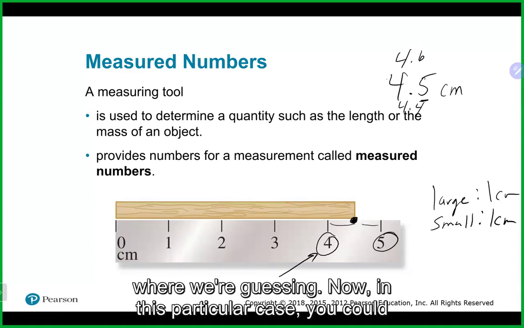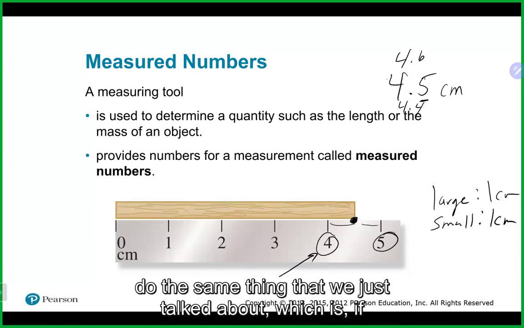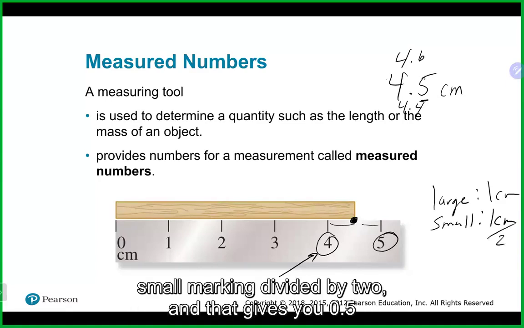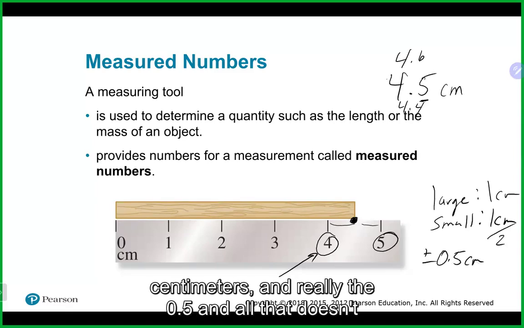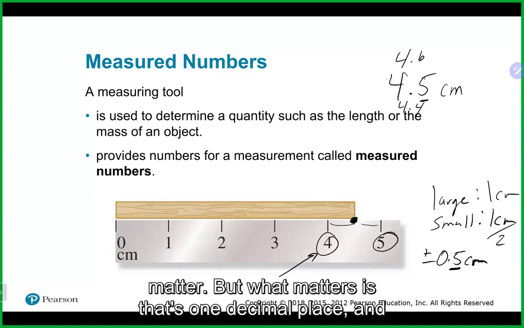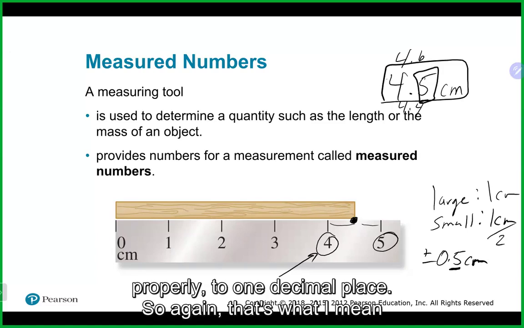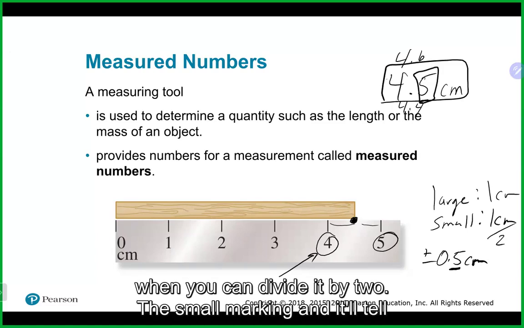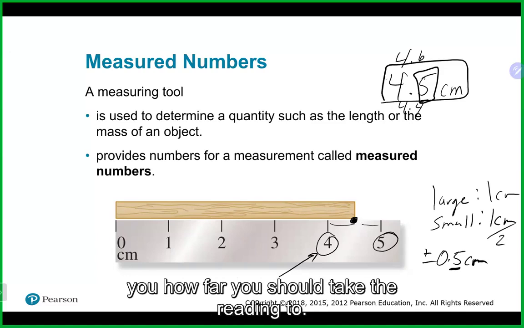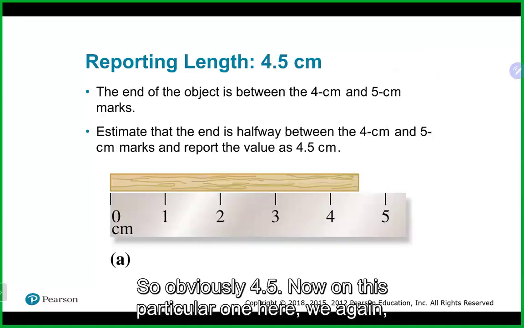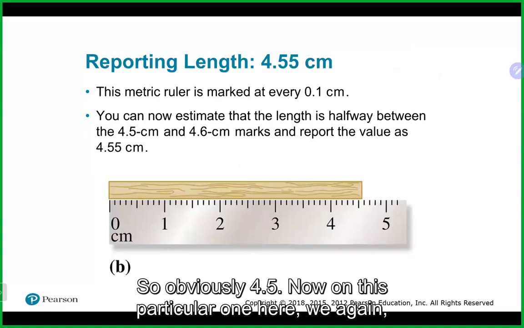Now in this particular case, you could do the same thing that we just talked about: if you're sure about the small marking, you could just take the small marking, divide it by 2, and that gives you 0.5 centimeters. The 0.5 itself doesn't matter, but what matters is that it's 1 decimal place, and that is exactly where we should take the reading to. So you can divide the small marking by 2, and it'll tell you how far you should take the reading. So obviously 4.5.